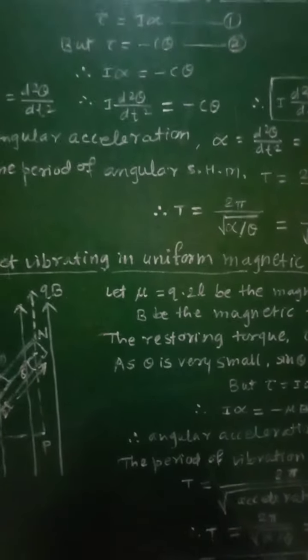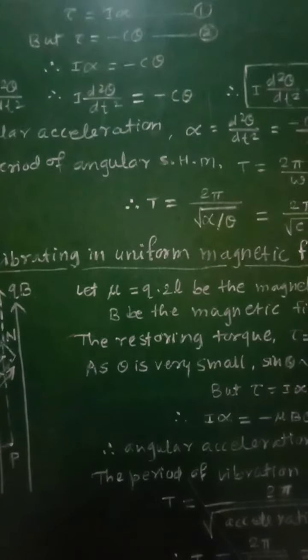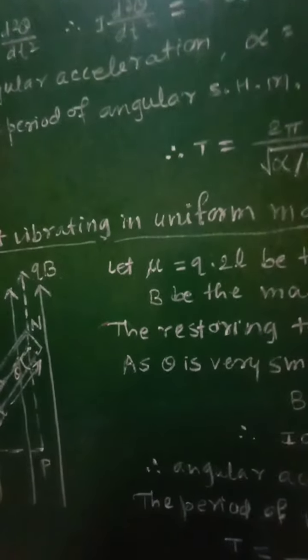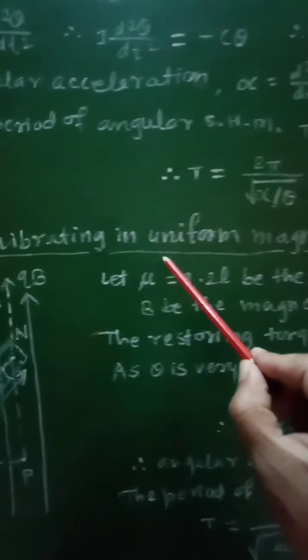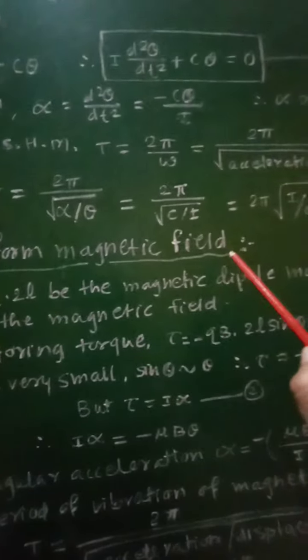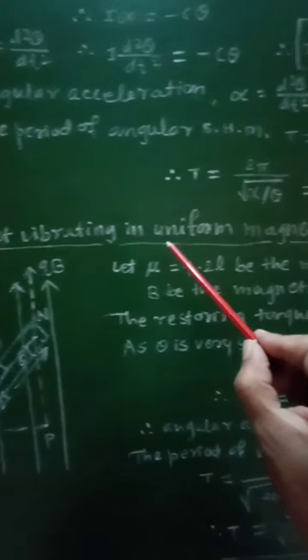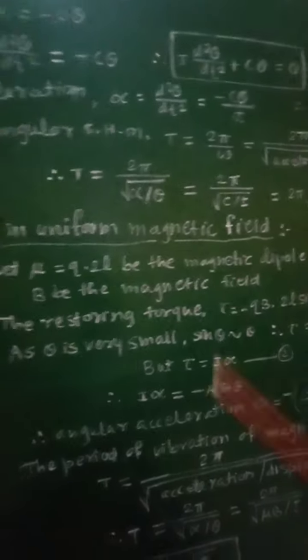Now, let us consider one of the examples of angular SHM, and this example is the magnet vibrating in a uniform magnetic field.